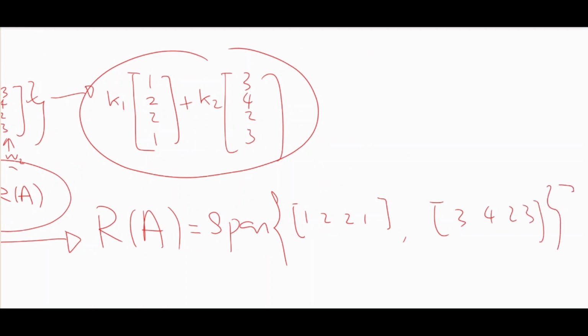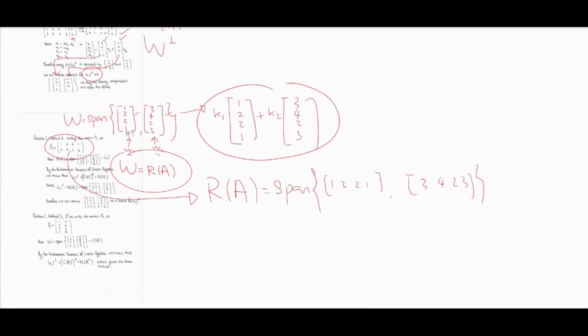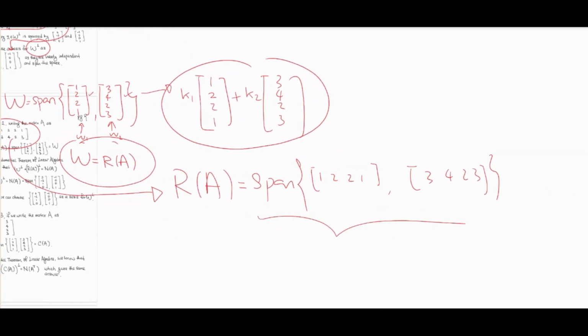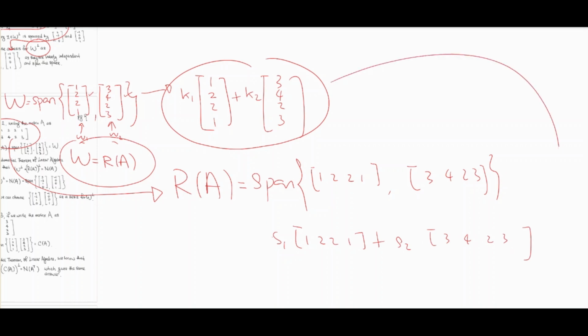So if you look at this two, and you look at the elements inside this, these are going to be some kind of S1 multiply (1, 2, 2, 1) plus S2 multiply (3, 4, 2, 3). So these two are the same in a sense. It's just one standing up, one laying down, but they give you the same result. It's the same span, right?